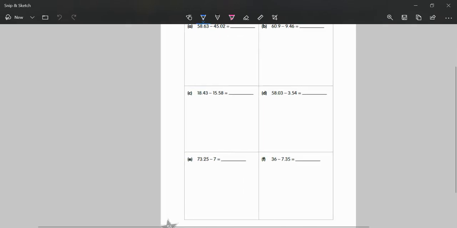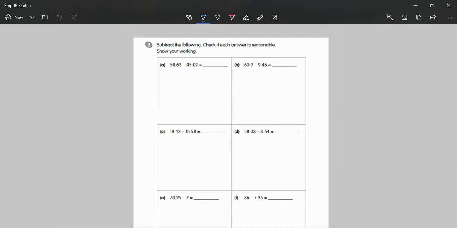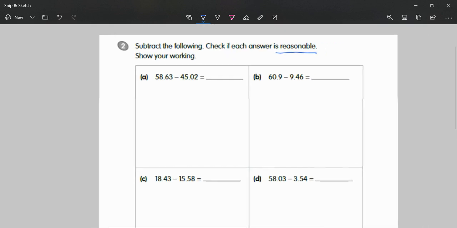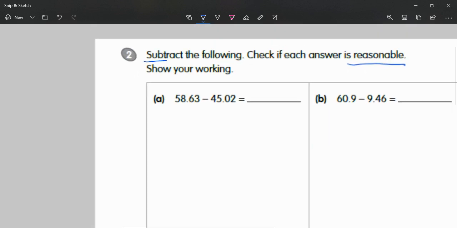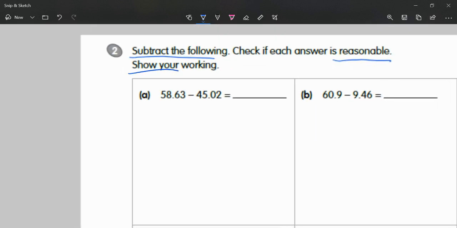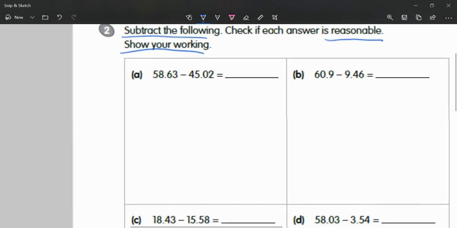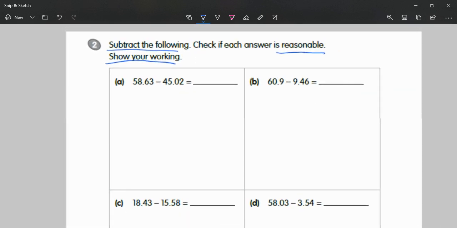56. The same tricks as before, but there's this one question here that says check if it's reasonable. If you annotate the question, it says here subtract and then check if reasonable. You must show working. So I'll show you a bit of understanding of what you mean by checking if it's reasonable. For example, I have this B, same thing as previous.